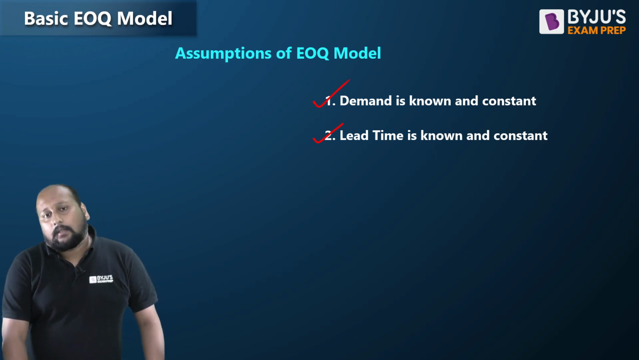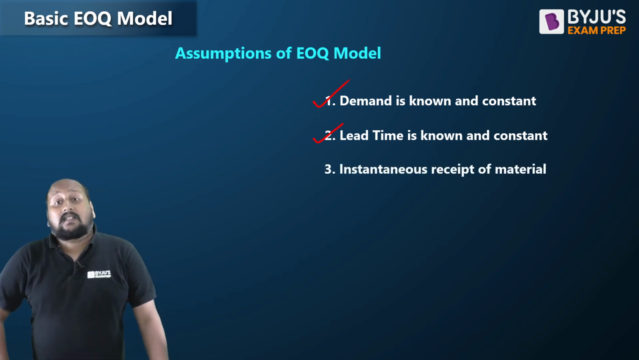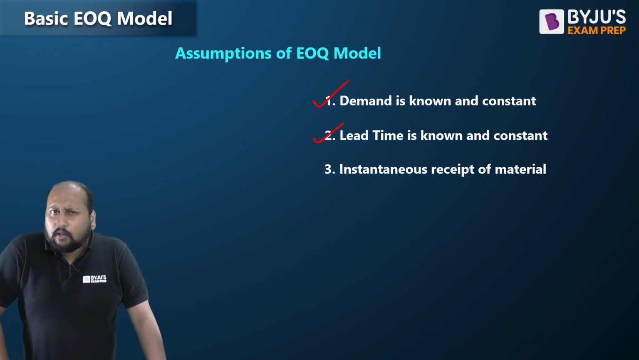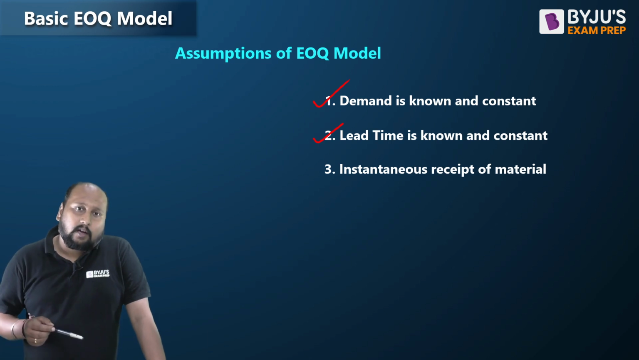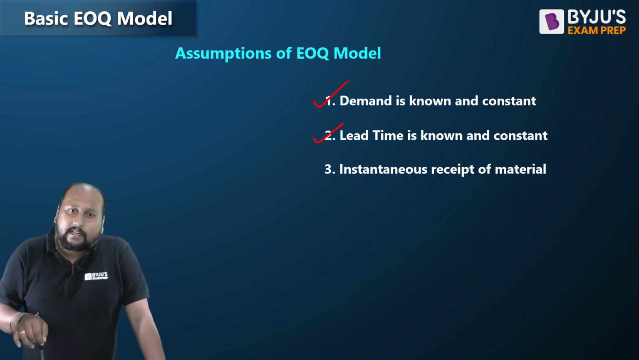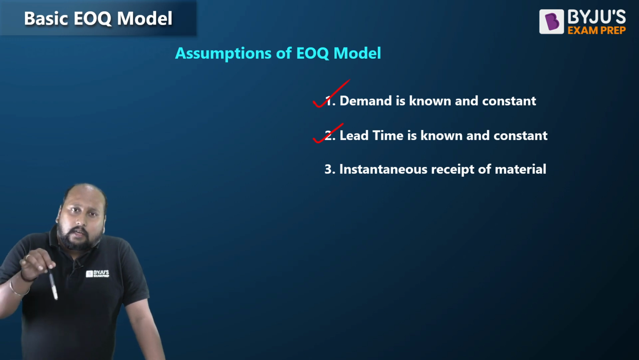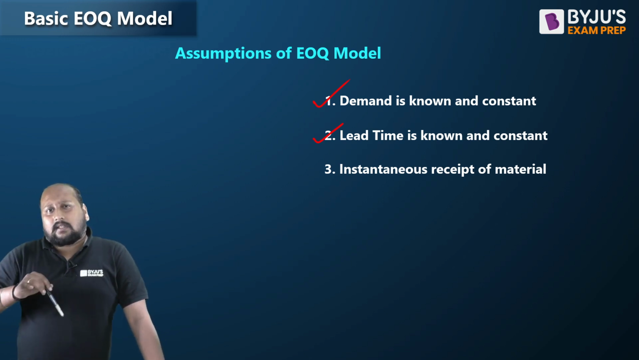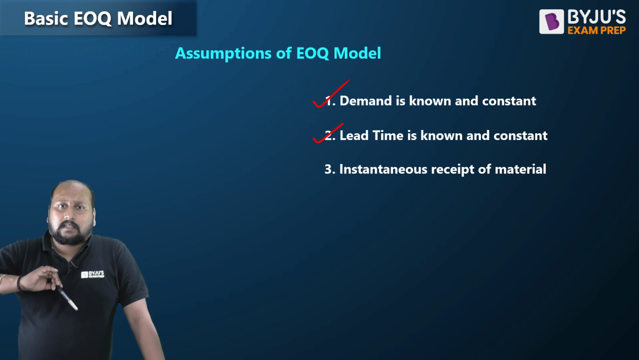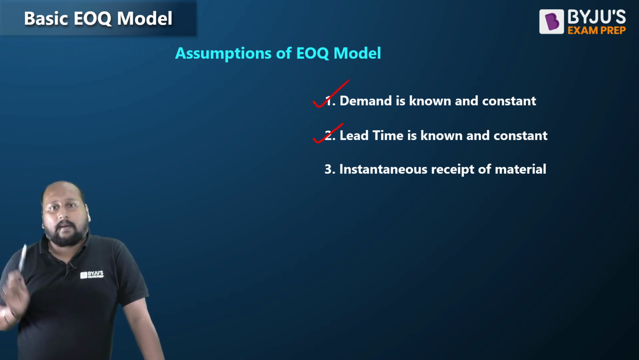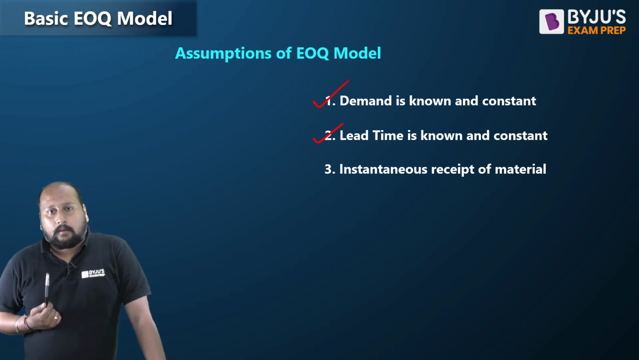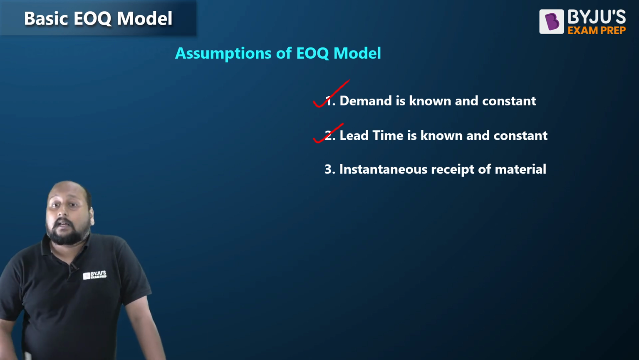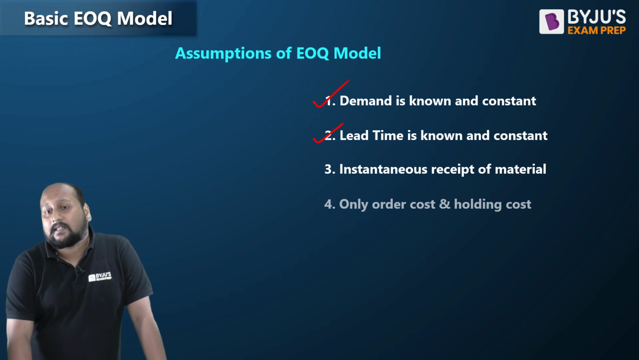The next assumption of the EOQ model is the instantaneous receipt of the material. What's the meaning of this? That means if your inventory reaches zero at, let's say, 5 o'clock, at exactly the same instant your next inventory comes into the system and your inventory goes back to the maximum value. Practically it's not possible, but in this model we have to assume that the receipt of the material is instantaneous.